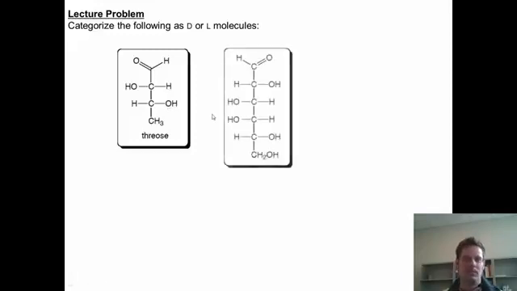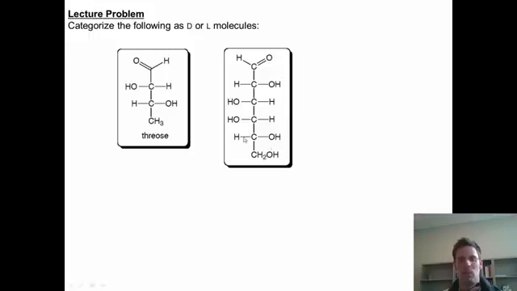First of all, I want you to categorize the following molecules as being D or L molecules. Let's take a look at this first one, threose. Once again, I need to look at the bottommost OH. I do not look at what's down here at the bottom, the CH3. I just look at the OH here, and I notice it is pointing to the right. Because it's pointing to the right, it is a D molecule.